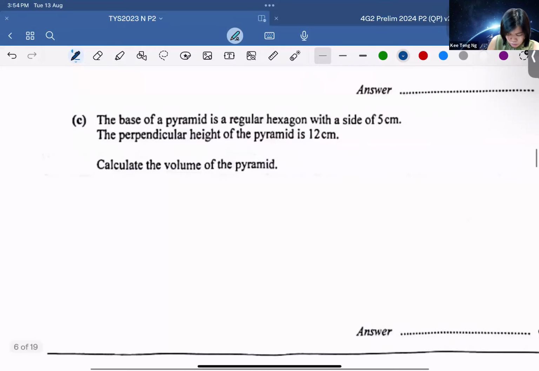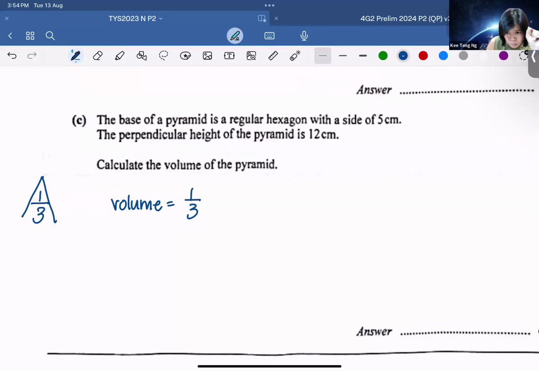Volume of the pyramid is equal to 1/3, because anything that is sharp is 1/3. The small on top, big at the bottom. Base area times the height. Oops, who's the one that's here? Fatihah got disconnected. Okay, 1/3 base area times height.